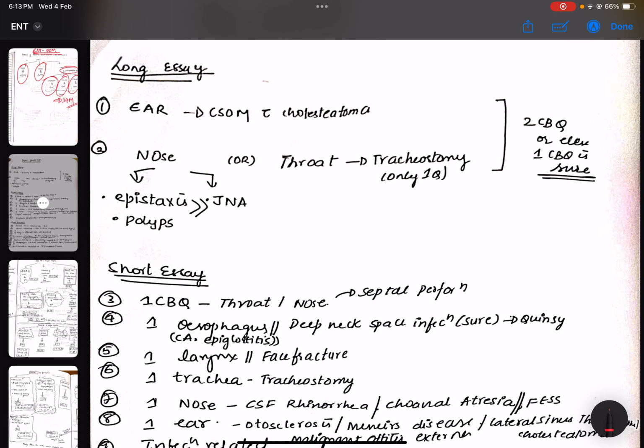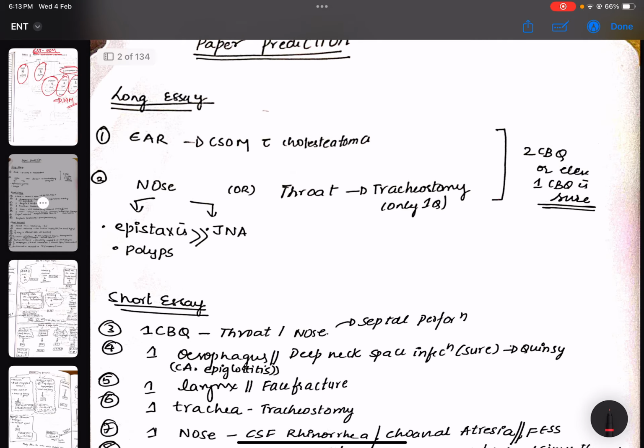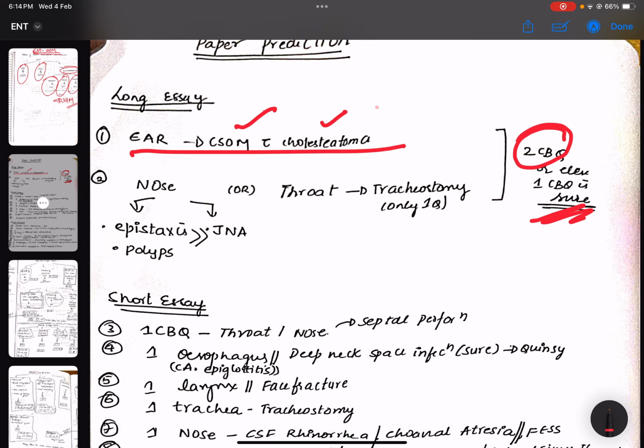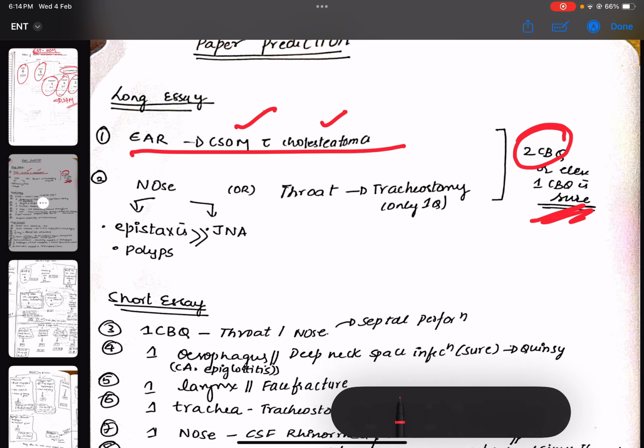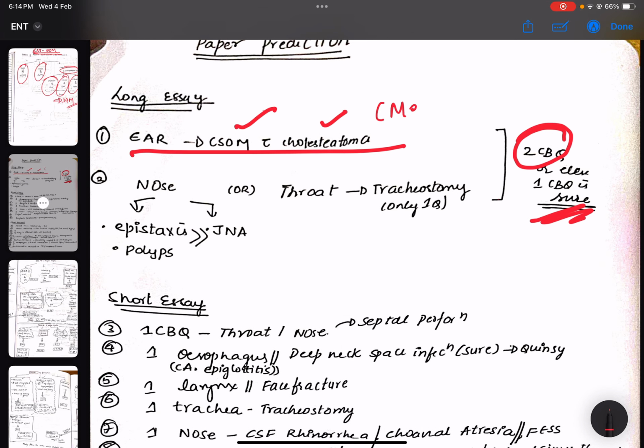Okay, so if you see here, one long essay you can expect from here. And the second long essay, either you can get 2 CBQ or 1 CBQ, and the rest is short. So one long essay is from here, either you'll get CSOM or cholesteatoma, or if the paper is a kind of a bouncer, you might also get a question related to Meniere's disease also. So that's a question mark, but something related to this is a short question.